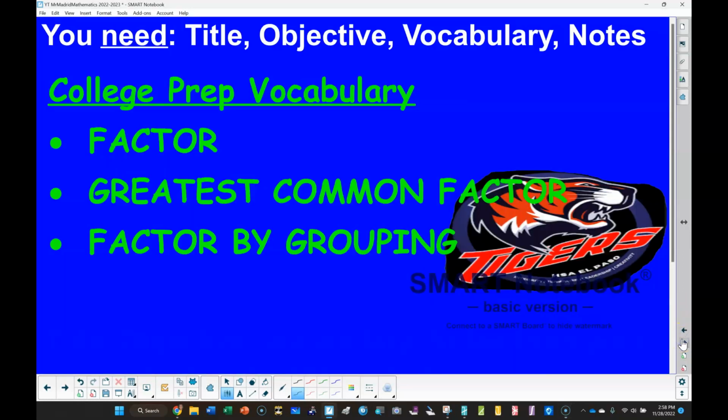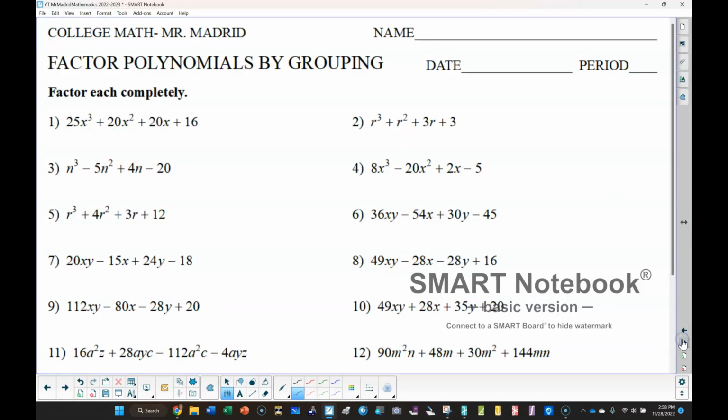And as far as the vocabulary, you're looking at, again, factoring, the word factor, and greatest common factor. Pick up those details, and then factor by grouping. Very important in general, especially for this lesson.